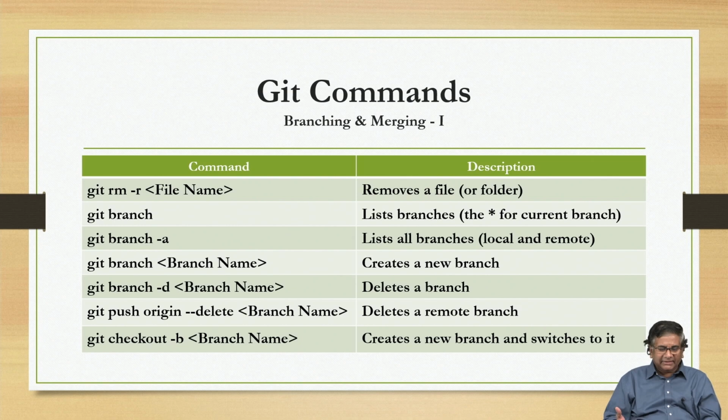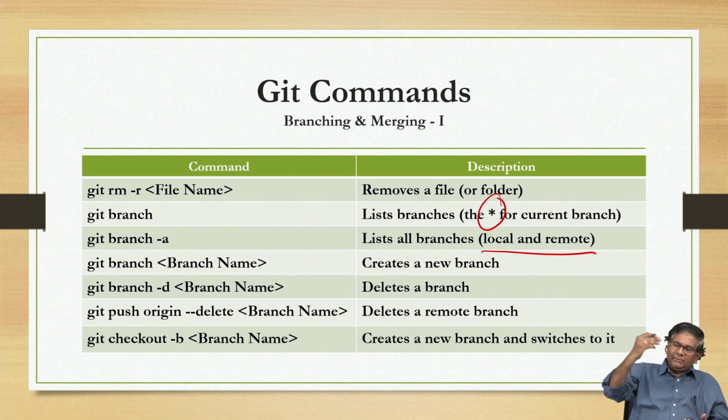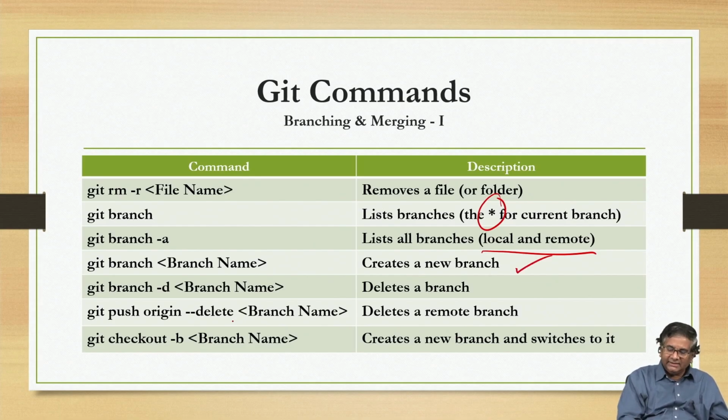rm -r removes a file or a folder. Git branch lists all the branches and puts a star before the current branch. Git branch -a also lists local and remote branches. So what is a remote branch? I already discussed. If there is a connection between local and remote, the link is established, then it will show all those branches. Git branch name creates a new branch. Git branch -d branch name deletes a branch. Git push origin --delete deletes a remote branch. This is for remote origin. When you say origin and branch name, it deletes that branch.